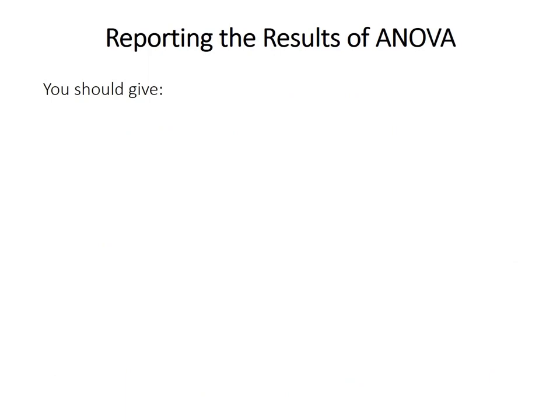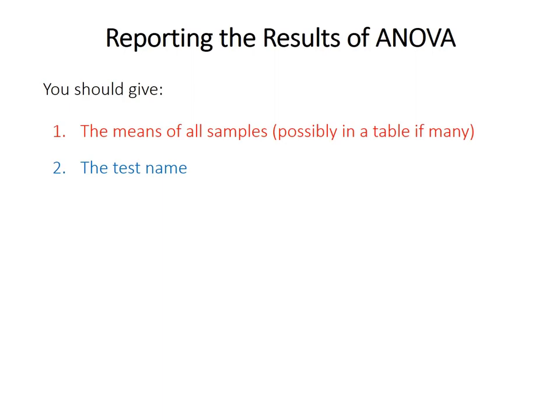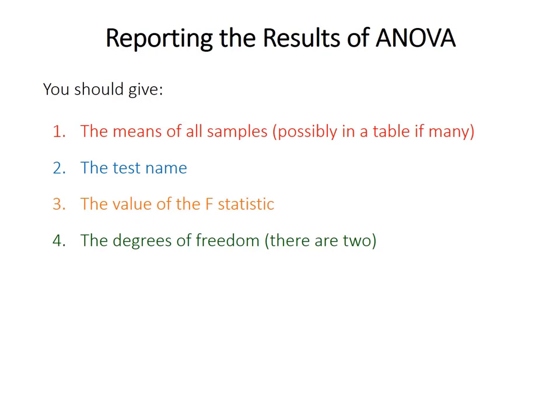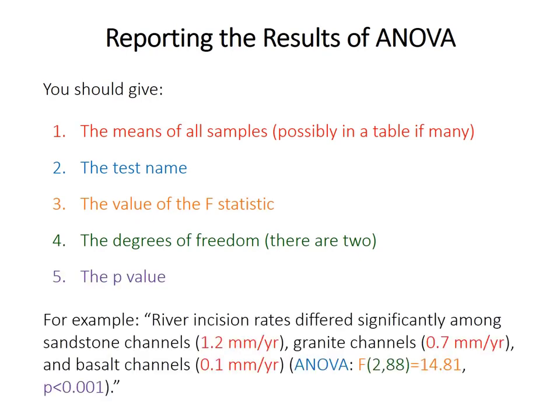So when reporting the results of an ANOVA, you should give the means for all samples. If there are three or four, you can do that just in the text, but you may want a table if there are quite a lot of them. You should report the test name. You should say you did ANOVA, or one-way ANOVA, technically. You should give the value of the F-statistic, the 2 degrees of freedom, and finally, the p-value. So here's an example of how you might phrase such a result. And I'll point out that you should always describe the ANOVA results, and then if they are significant, as is the case here in the example, you should separately describe the result of a post-hoc Tukey test. If your ANOVA overall is not significant, there's no need to do a Tukey test because you already know there's no significant difference between the means.